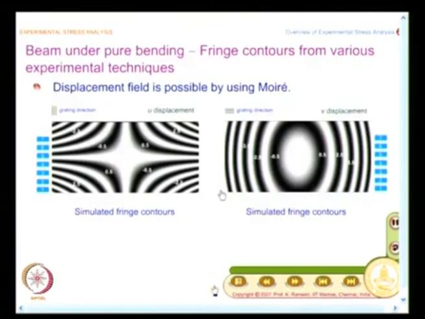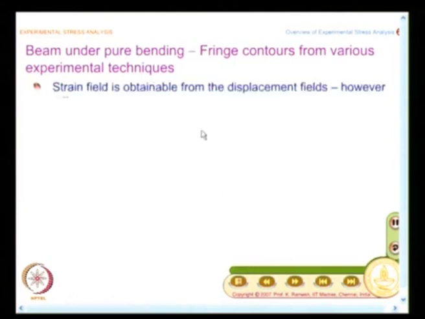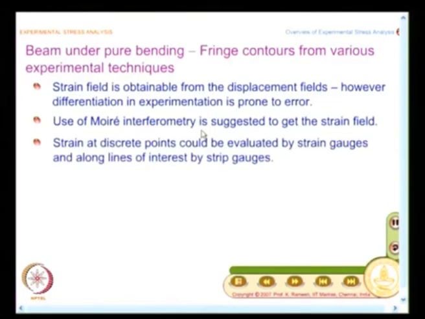Suppose I want to find out the strain, what do I do? Now I have the displacement, I differentiate the displacement, it is possible for me to find out the strain, but I may not want to do that if I have my record from geometric Moire, because geometric Moire gives less accuracy, and I have to go to Moire interferometry and then do the differentiation and get the strain field.